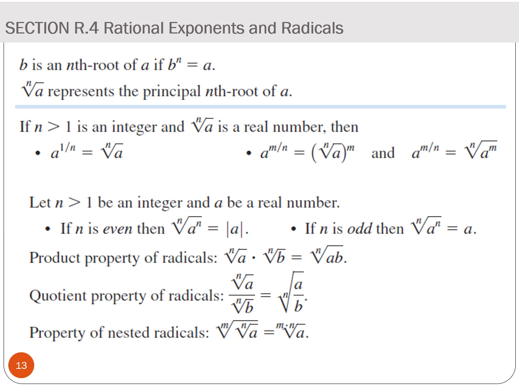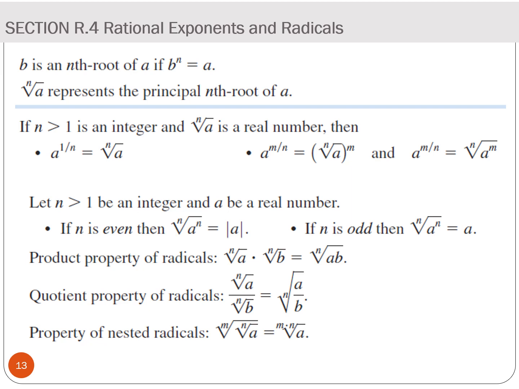A to the power 1 over n equals the nth root of a. n here is called the index. The denominator defines the index of a radical. A to the 1 over n is equal to the nth root of a. For example, a to the 1 over 2 is the square root of a. A to the 1 over 3 is equal to the third root, or the cube root, of a. Now this is the special case where the numerator is 1.